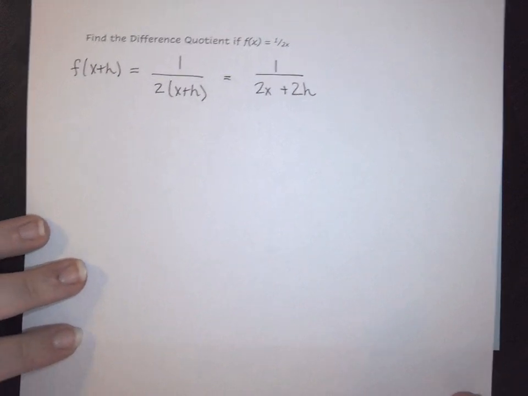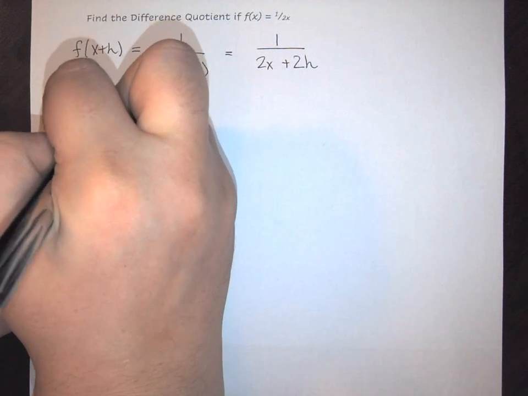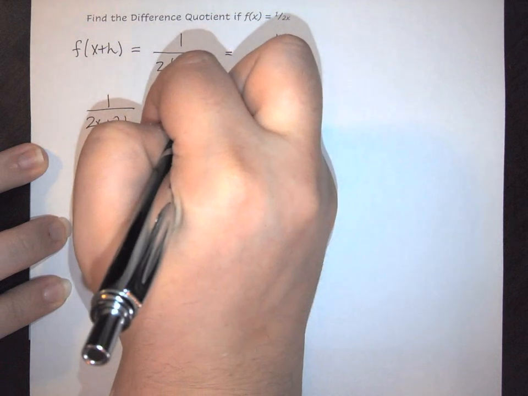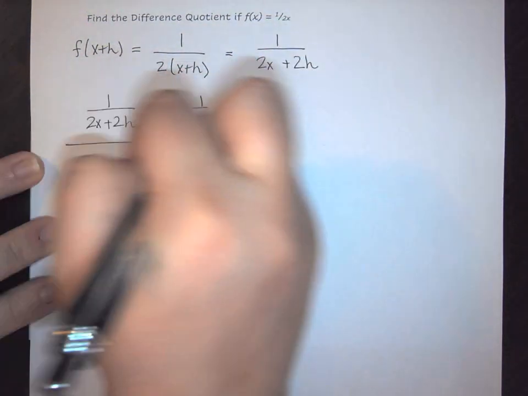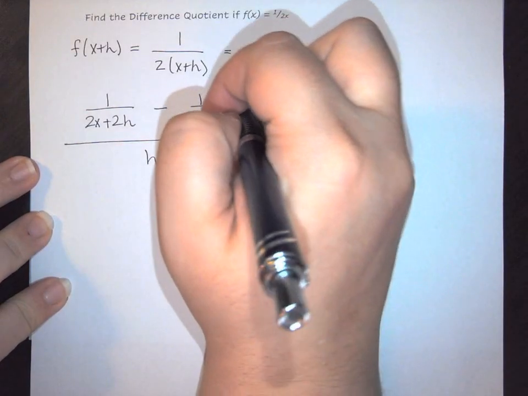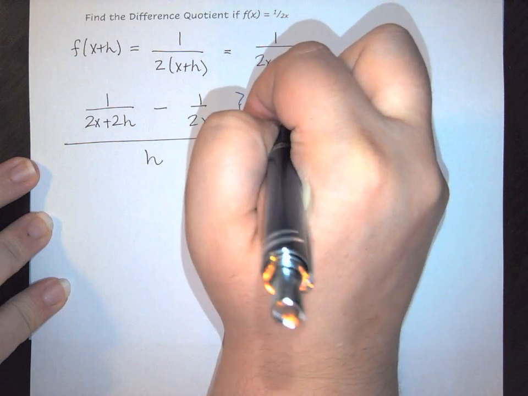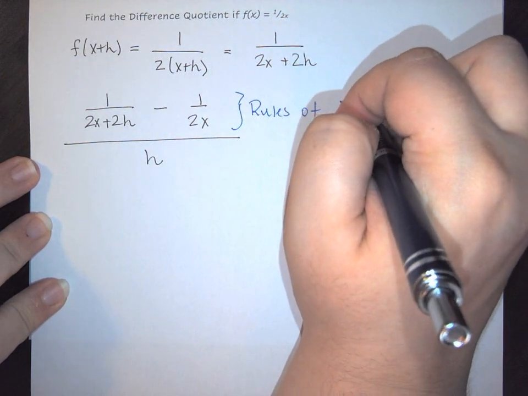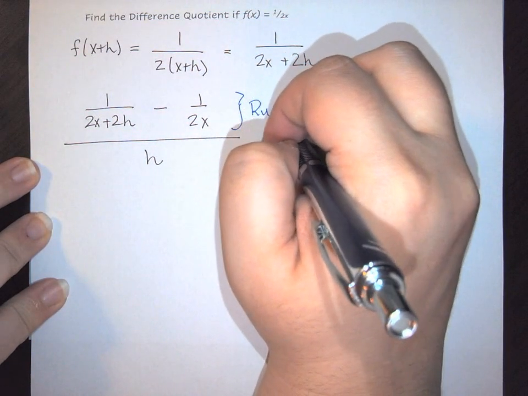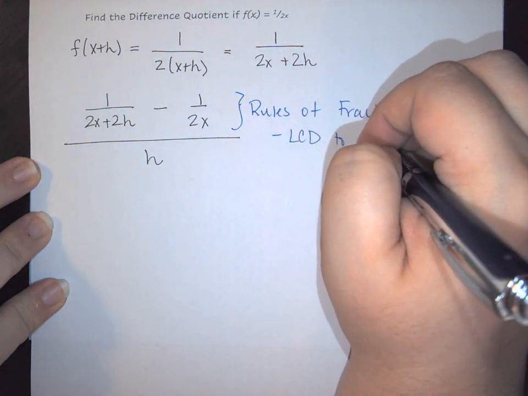Once we find that, just like before, you plug it into your formula. So here we're going to have 1 over 2x plus 2h. We're going to subtract out 1 over 2x, and the whole thing is over h. So here what we are working with in your top are the rules of fractions, which say you need a least common denominator to add or subtract.